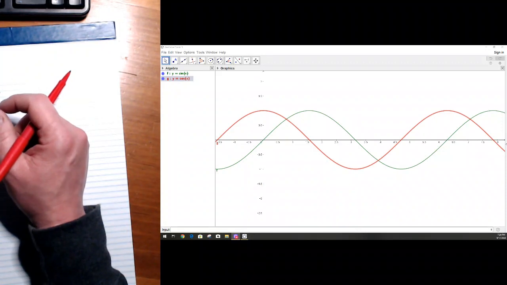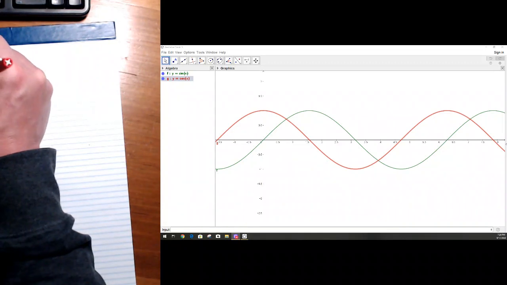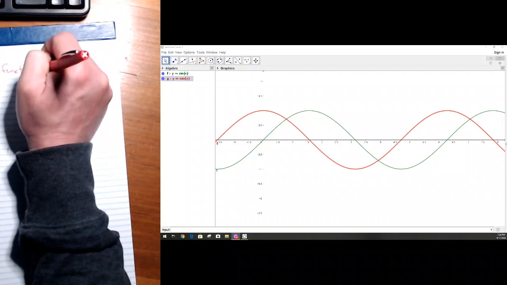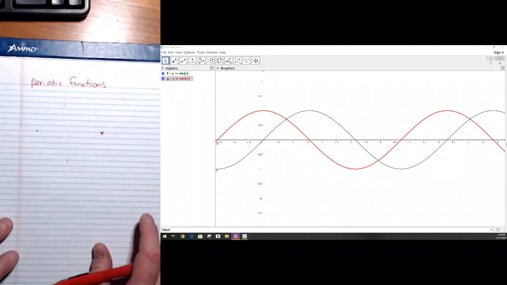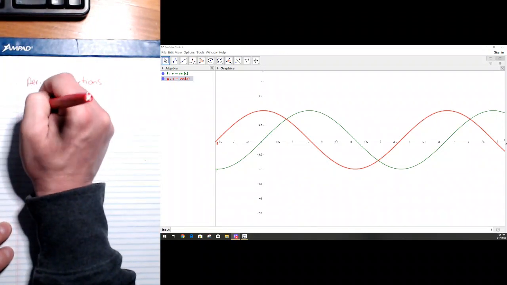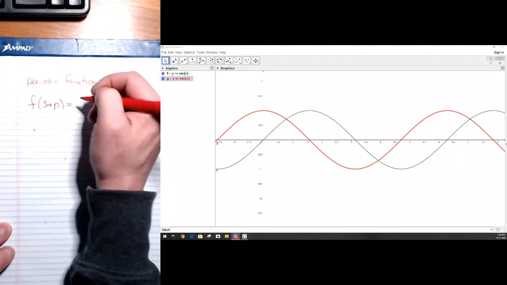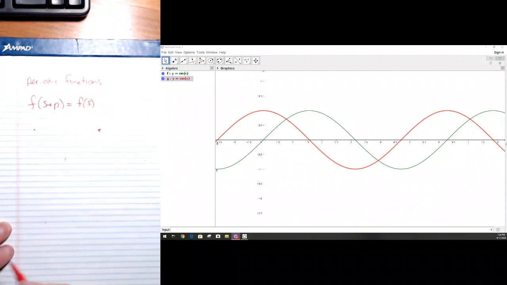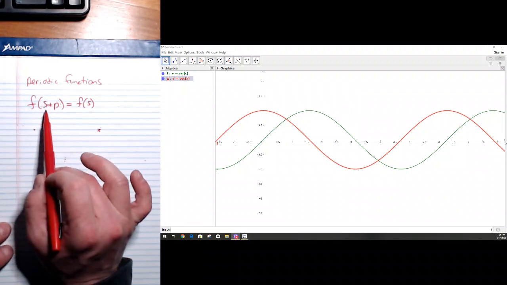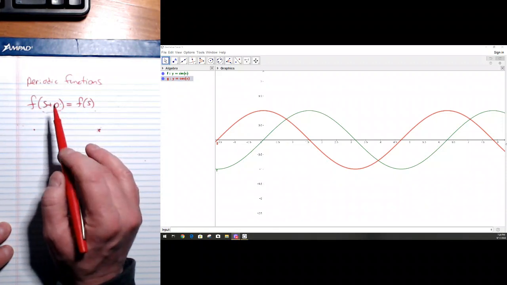Now, another aspect that we want to look at is the periodic nature of these functions. And they're periodic because they repeat. They have certain periods that they repeat. If you have a function where s plus p is equal to f of s, what this means is that the function outputs are going to be the same for here and for here, as long as it's a difference of one period.